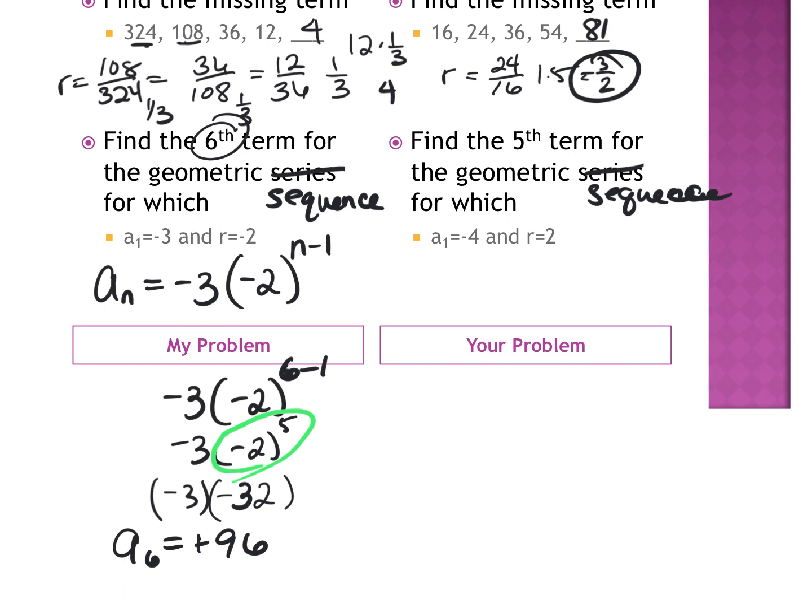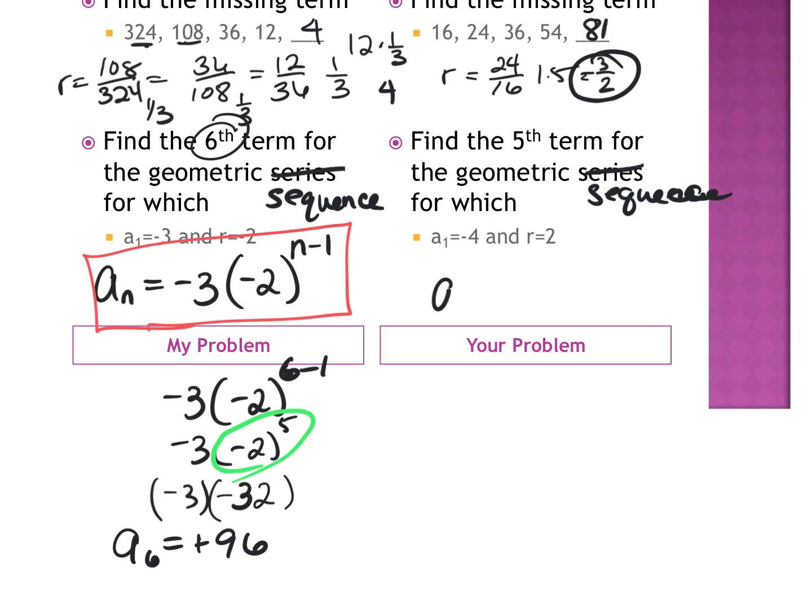Can you pause it and find the fifth term for the geometric sequence? Write the rule. Here is the rule, right? Write that rule and then find the fifth term if A1 is -4 and R is 2. Pause it right now. Take a second to solve that. Okay, so you should have already solved it. You paused it. You have your answer. Did you get what I got?